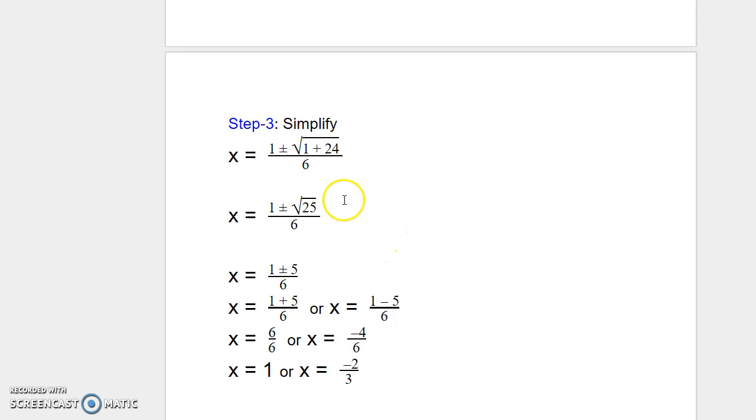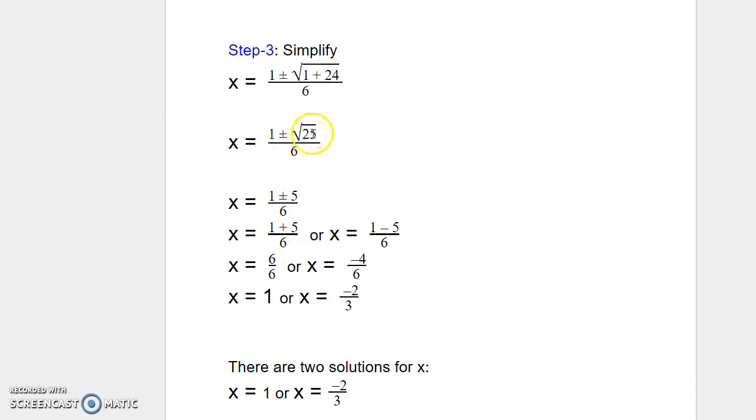Now we'll simplify it some more. 1 plus or minus the square root of 1 plus 24, which is 25, the whole thing divided by 6. So 25 is a perfect square. 5 times 5 is 25. So we can pull it outside of the radical term as shown here. x equals 1 plus or minus 5 divided by 6.